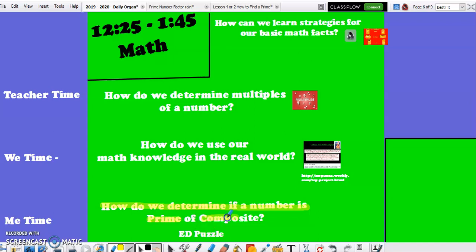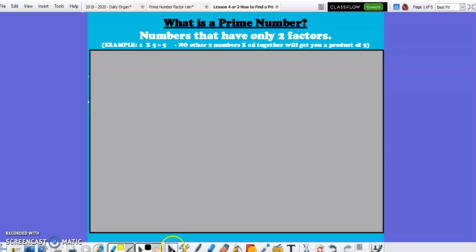Today, at the Me Time Station, we'll be learning about how you can determine if a number is either prime or composite. The definition between the two is quite simple, but it can be confused. A prime number is a number that has only two factors.